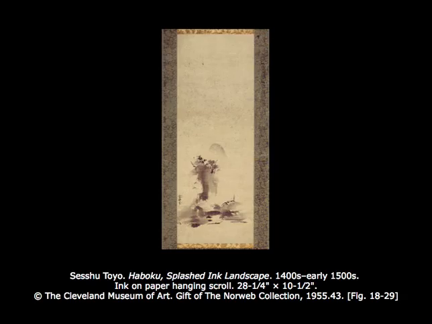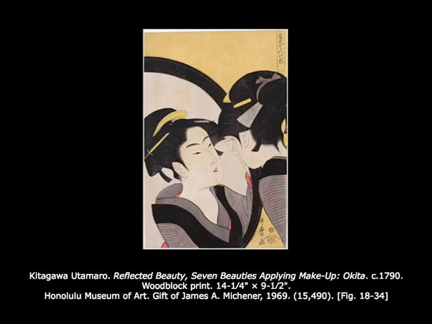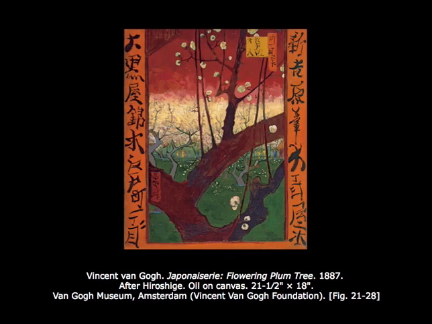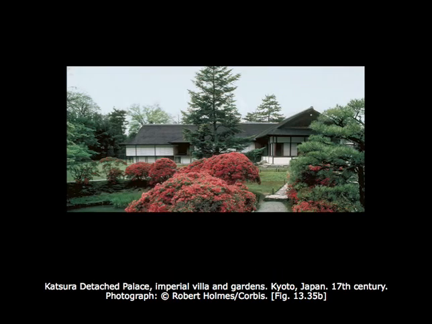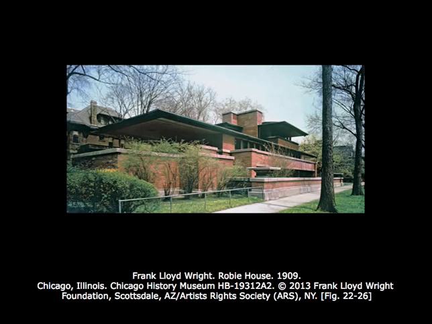Japanese art in general is known for its asymmetry and boldness, as well as its humor, and this woodblock print shows some of that asymmetry and boldness. It's part of the floating world style, and Japanese prints influenced such artists as Van Gogh in Europe in the 20th century. And in addition, Japanese architecture, as you can see here, influenced Frank Lloyd Wright.